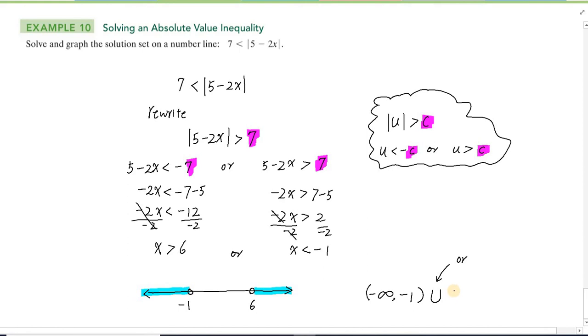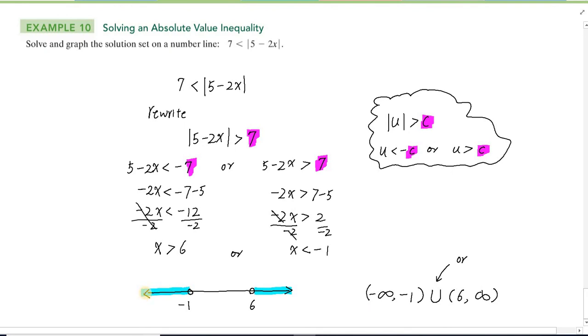So another part of the solution is we're starting at 6, okay, open circle, parenthesis, and then goes all the way to the right side. That will be the positive infinity, parenthesis. That's how we write this in the notation form.